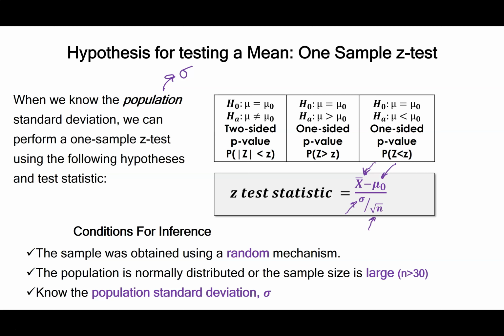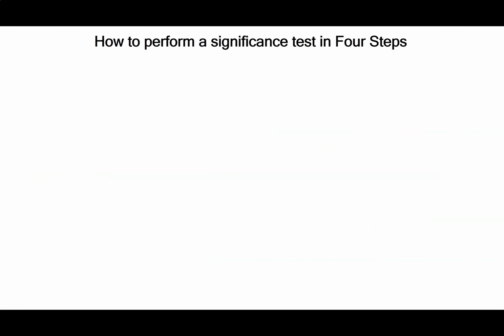Pretty much most of the time, we'll have 3 conditions to do this z-test. We need to know that we used random sampling for our sample. We need to know that our sample size is big enough for the central limit theorem to kick in. And then we need to know the population standard deviation. If we don't, we have to go to T methods or T procedures. It just pretty much changes: instead of a z-test statistic, it's a t-test statistic.